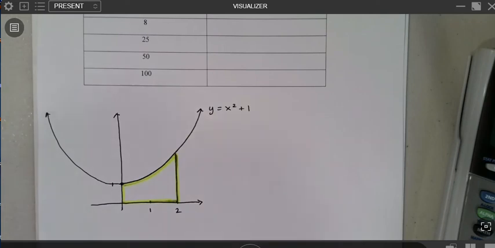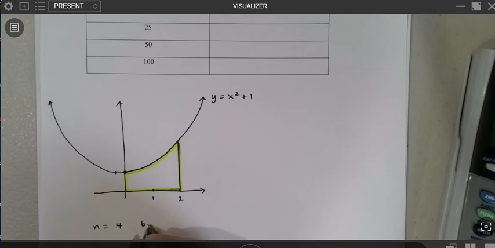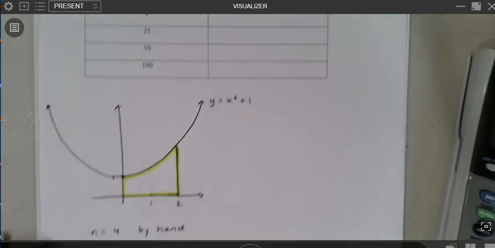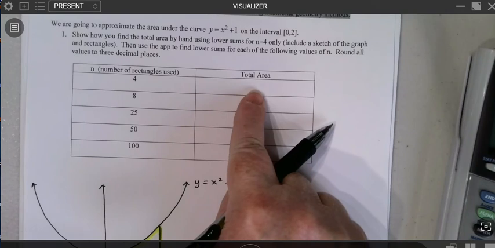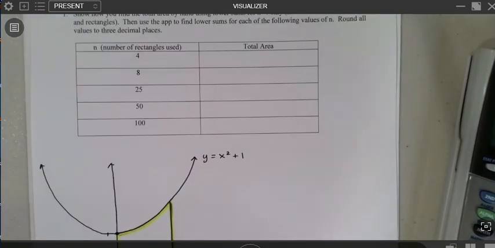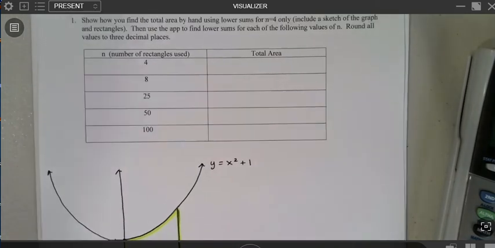Now, similar to what we were doing before, I'm asking you to do the 4 rectangle case by hand. So you're going to actually do the n equal 4 case by hand. You're going to take your picture, draw your rectangles, make your little chart, add up all your areas, and figure out that total area by hand, and I'll need to see the work down here. That, however, is the only one I'm going to ask you to do by hand.